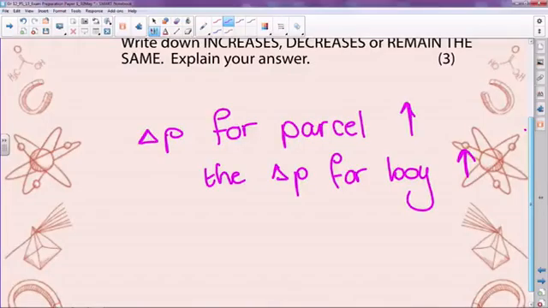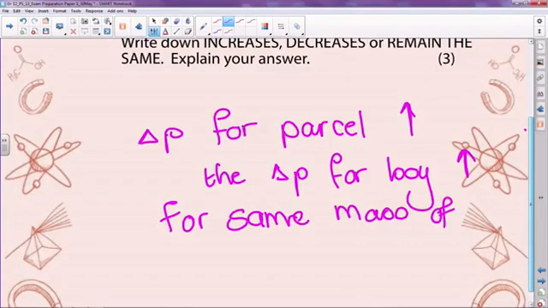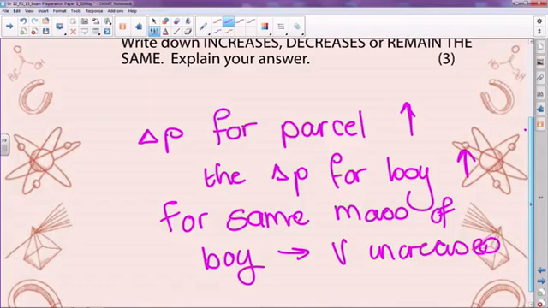But what's very important here is this is if, so for, now this is the important part. So for the same mass of the boy, this is really important, that's got to stay the same, your velocity increases, okay? And I think the pen doesn't like me anymore. So our answer increases, okay? Increases, very important.